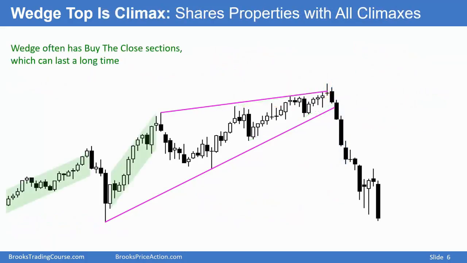A wedge top is a climax, and like all climaxes, it usually leads to at least a pullback, or at least a pause in the buying. Climaxes can last a long time. A series of bull bars here, 5 bull bars, climactic move here, a series of strong bull bars here. The rallies within a wedge top are often strong enough to be a buy the close rally. Traders will buy closes, confident that the market will go at least a little higher. The same with here. It's a buy the close rally, and here as well, even though the bars are small through here, these are buy the close rallies.